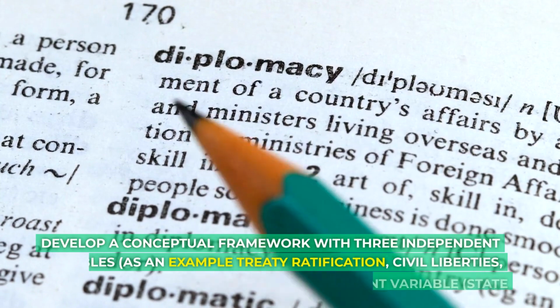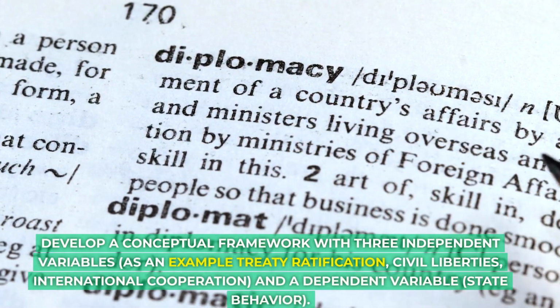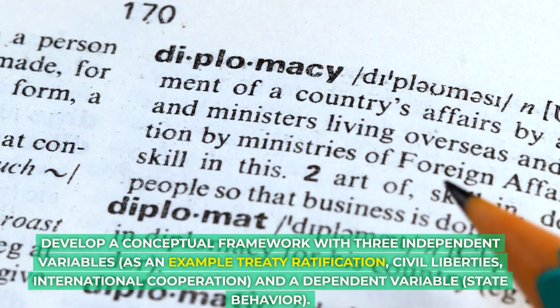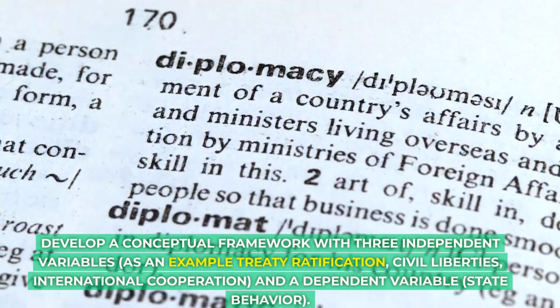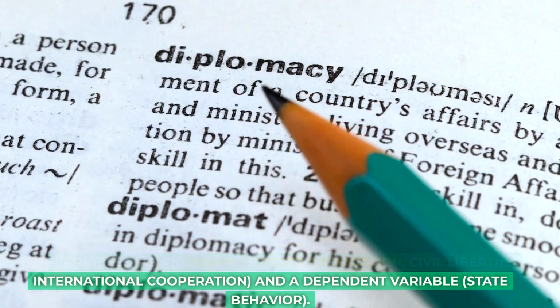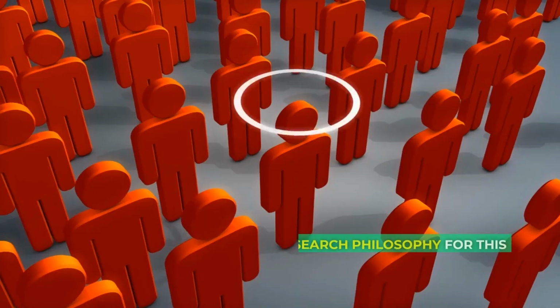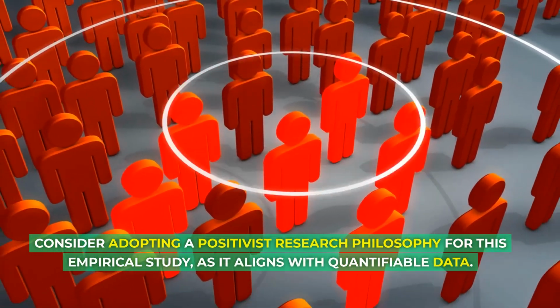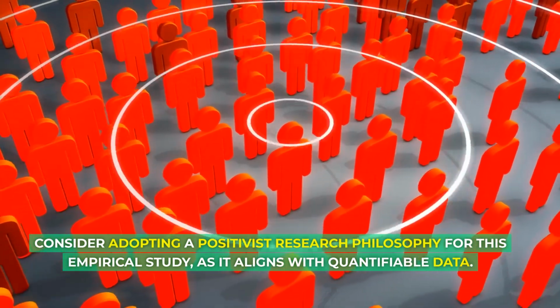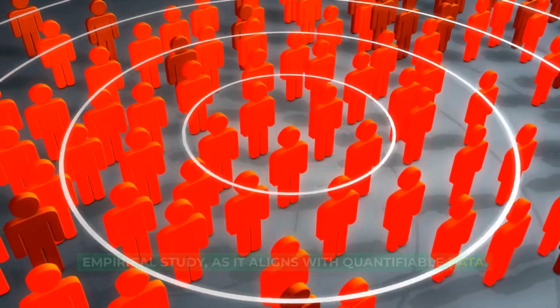Conceptual framework. Develop a conceptual framework with 3 independent variables. As an example, treaty ratification, civil liberties, international cooperation, and a dependent variable, state behavior. Research philosophy. Consider adopting a positivist research philosophy for this empirical study, as it aligns with quantifiable data.